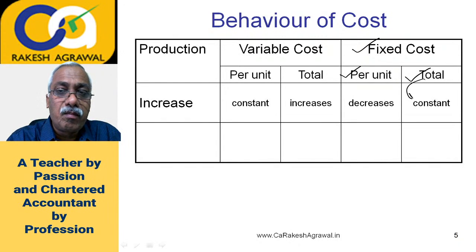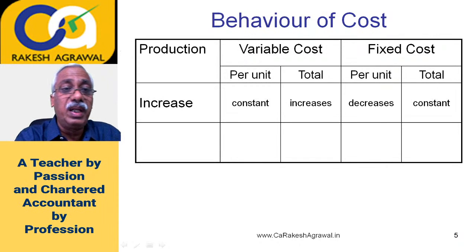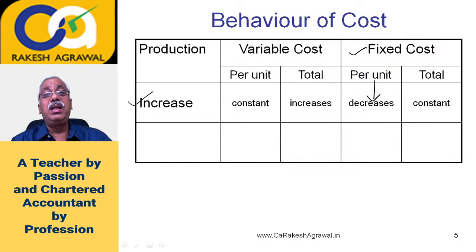Please remember, total fixed cost will remain constant. But if you divide total fixed cost, which is the numerator and remains constant, by the number of units produced, and if that denominator increases, naturally the per unit burden of fixed cost will decrease. So with increase in production, fixed cost per unit will decrease.